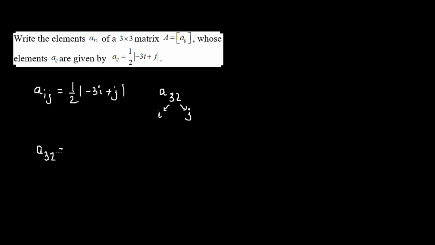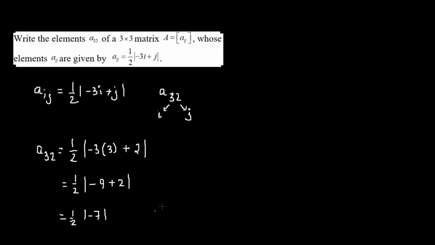So a_32 will equal half of the modulus of negative 3 times i. So i here is 3, plus j, which is 2. So this is half of the modulus of negative 9 plus 2, which gives us negative 7, and we know that the modulus of negative 7 is always positive 7, so the final answer is 7 over 2. So we have the element a_32 equals 7 over 2. Let's go to the next one.